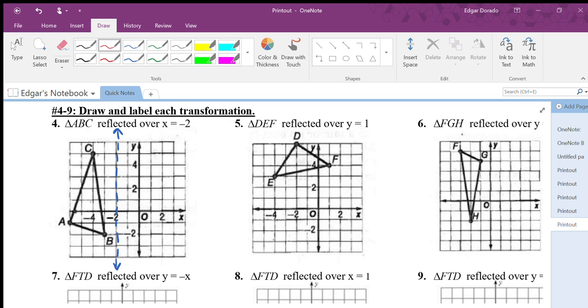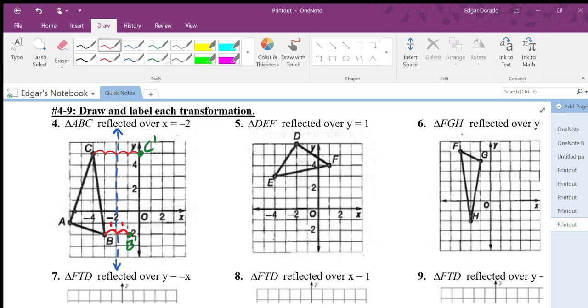line of reflection. So from my point B, what's the distance from here to here? That's just 1. So all I really have to do is jump 1 to the other side, and I can put a point right there. This is going to be my B prime. Same thing with C. Jump 1, 2 to my line of reflection. So I have another 2 to the other side. That is my C prime.